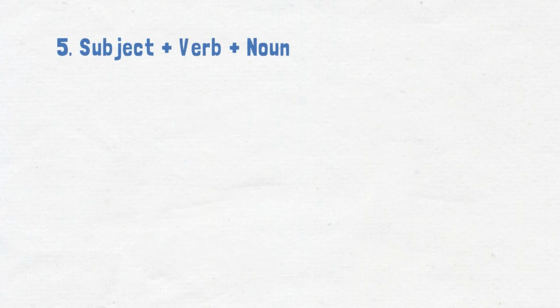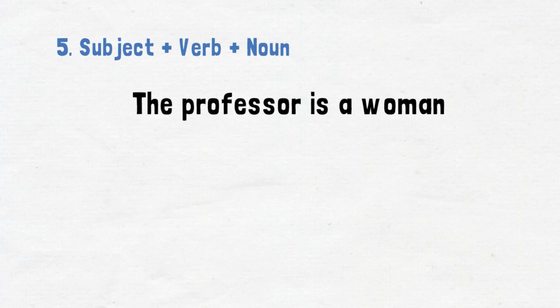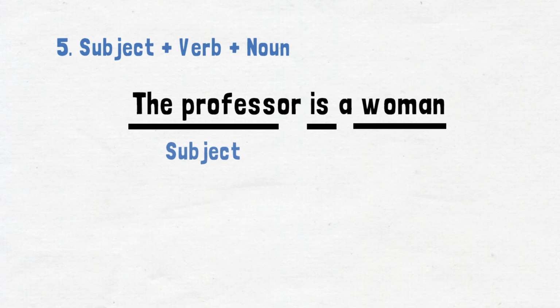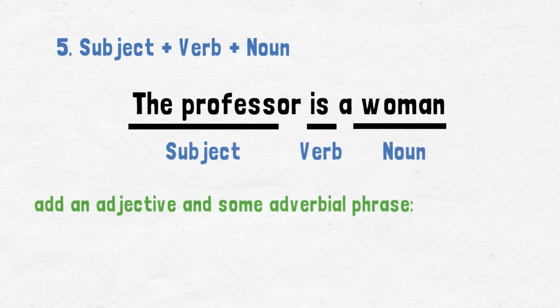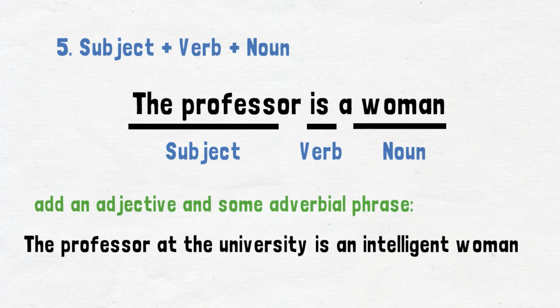Subject plus verb plus noun. For example, the professor is a woman. Here we can add more elements to expand the sentence. For example, an adjective and some adverbial phrase. The professor at the university is an intelligent woman.